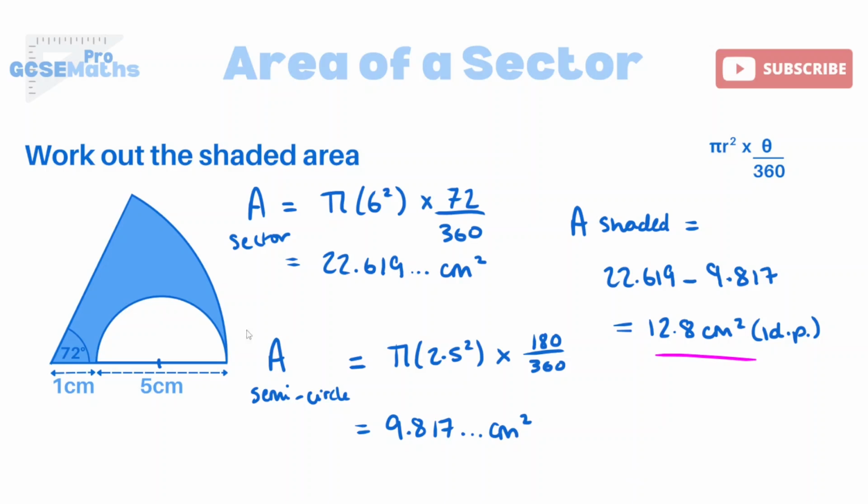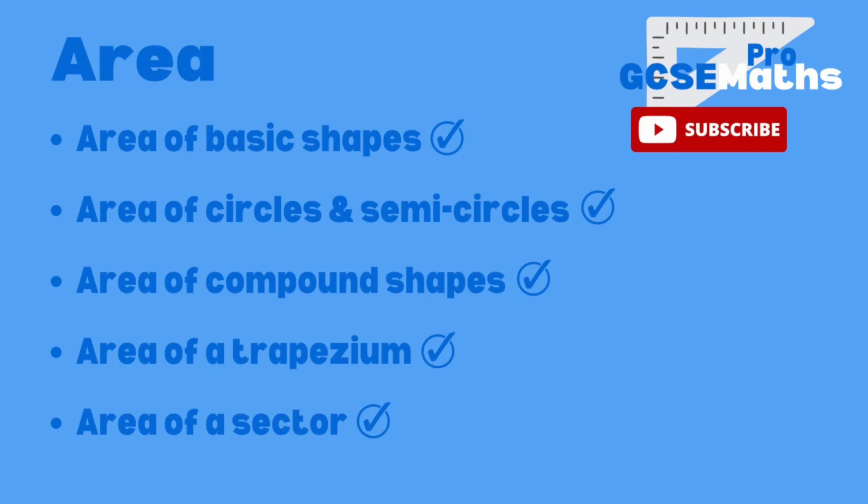They might throw in a shaded region that is a bit of an odd shape, and you have to work out multiple things to then subtract them at the end. Either way, we still ended up using the same formula. Okay, so that is pretty much everything you need to know on area so far.